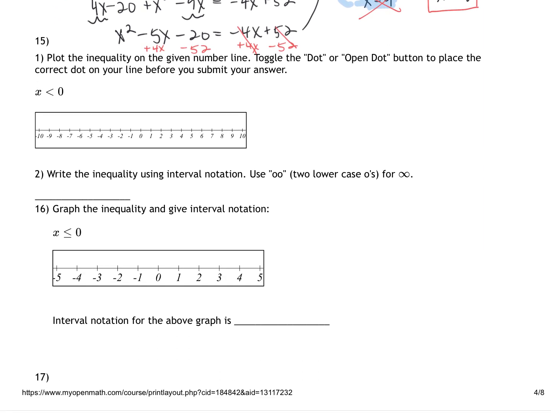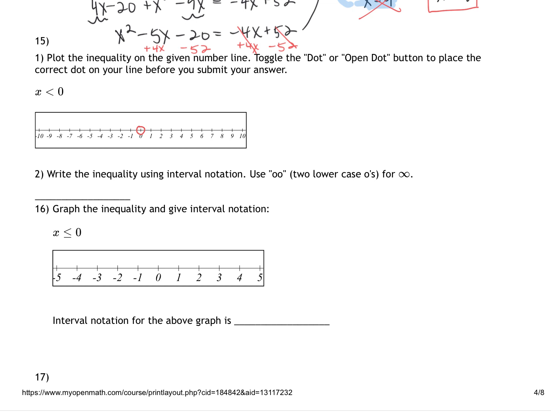Okay, number 15. Plot the inequality on the given number line. Okay, so these are just write the inequality using interval notation. So I'm just going to do one part, 15 or 16. I'm just going to do one of them. Let's just do 15. So since on 15 you have a strict inequality, meaning not an equal sign under it, this is going to be an open dot. So you would put an open dot on 0.